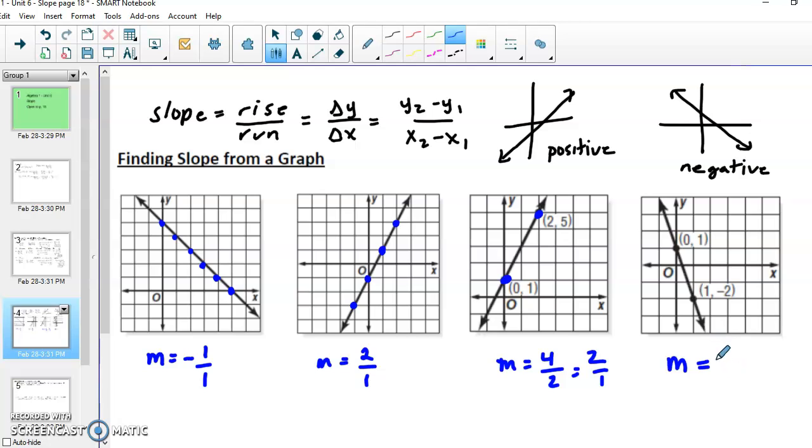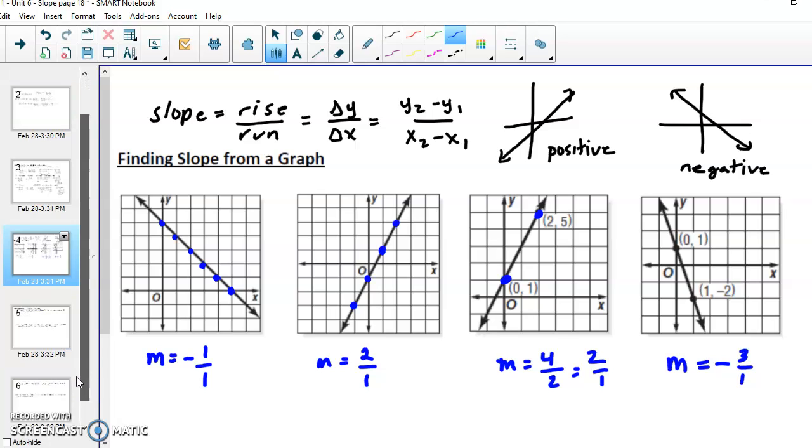And this last one is going downhill, so it's negative. Up 1, 2, 3, and over 1. So slope is -3/1. We've got 4 more word problems, and then we're calling it a day.